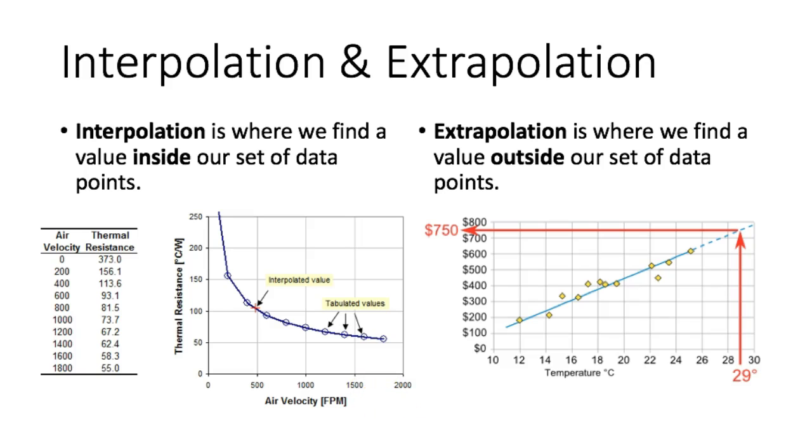Extrapolation, on the other hand, is where we find a value outside of our data set. So here we see our data goes from a temperature of 12 all the way up to about 25. But if I was looking for what the value would be at 29 degrees Celsius, that's beyond my data set. So I need to extend my data line so that I can estimate what that value would be.